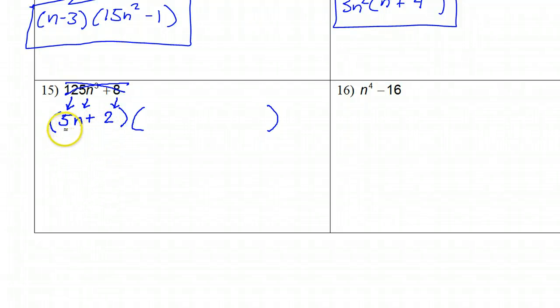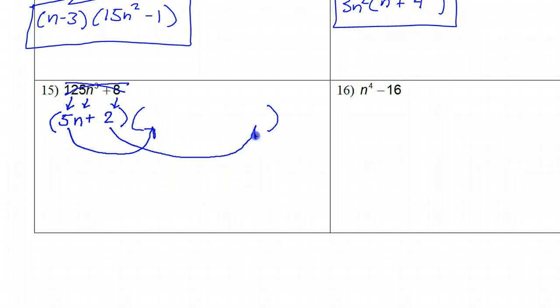If I take these and I square them, that's how I get the beginning and the end. So 5n times 5n, 5 squared is 25, n squared is n squared. So square this, you get your beginning. If I take this and I square it, I get 4, plus 4.